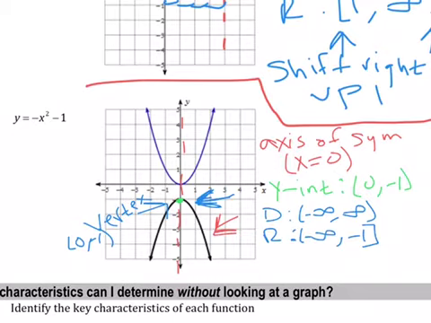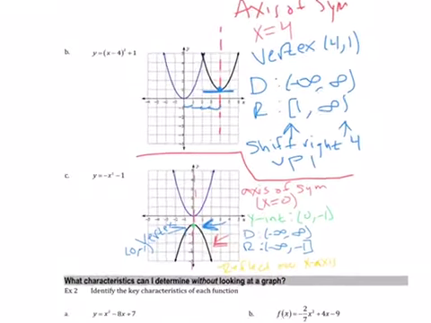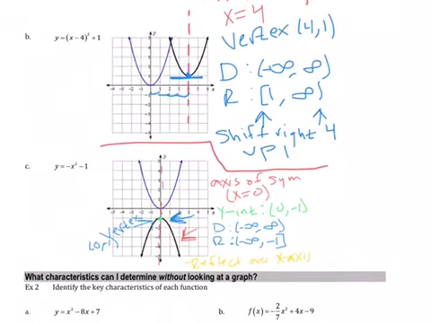What are some of the characteristics this thing has? Well, we did notice that it is not going in the same direction, so it does reflect over the x-axis. That looks like a y, so I'll fix that. Reflect over the x-axis. What else does it do? It shifts down 1.